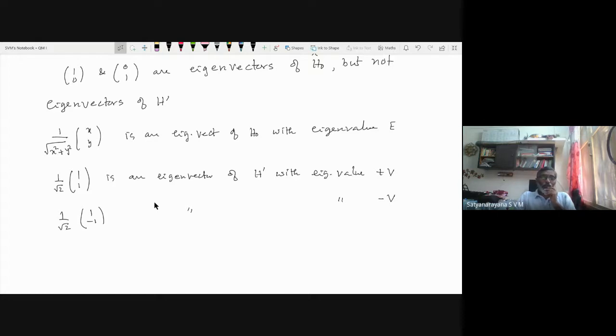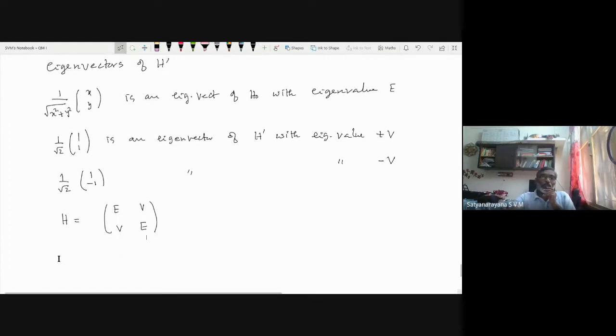So now what happens for the full Hamiltonian? What is our H? H is nothing but E, V, V, E. This problem can be exactly solved because, as I told you, eigenvalues will be corrections in the energy. So from perturbation theory, we have E plus V and E minus V as the new energies. That is, E1 tilde is E plus V and E2 tilde is E minus V. In the unperturbed case, E1 0 and E2 0 are the same as E. So now we have two different energies.